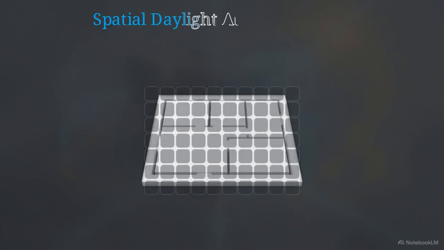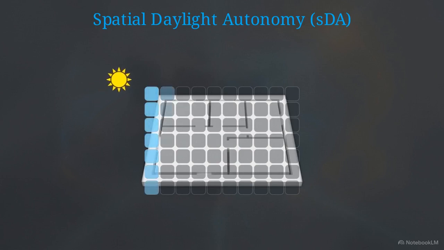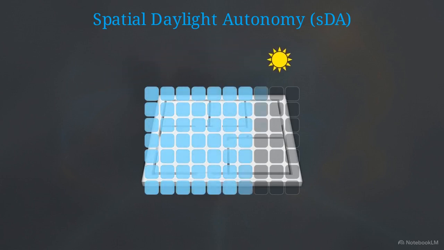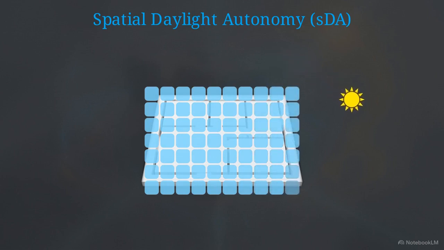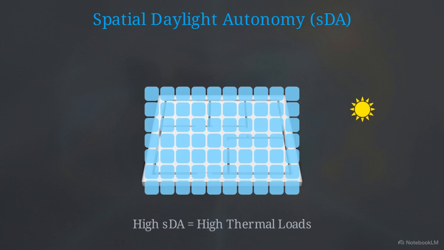To quantify natural light penetration, we use a metric called spatial daylight autonomy, abbreviated as SDA. SDA operates on a strict mathematical definition. It measures the percentage of total floor area that receives a specific, sufficient lux level of daylight for a set number of hours per year.